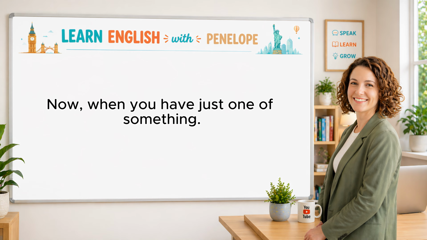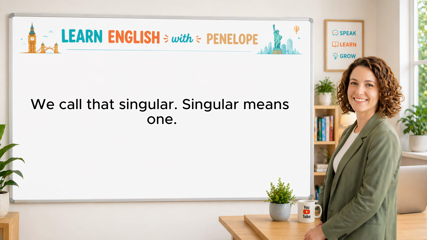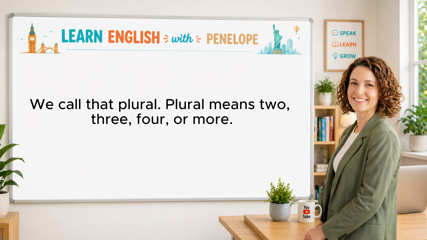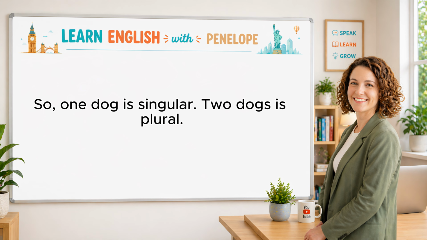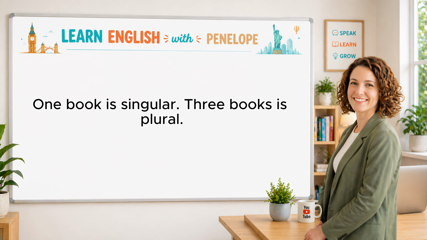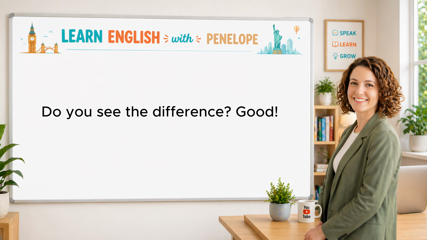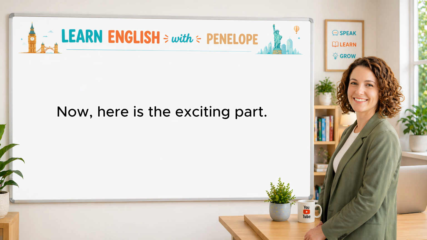Now, when you have just one of something, we call that singular. Singular means one. When you have more than one of something, we call that plural. Plural means 2, 3, 4, or more. So one dog is singular. 2 dogs is plural. 1 book is singular. 3 books is plural. Do you see the difference? Good.